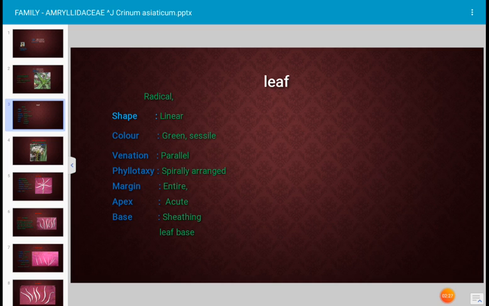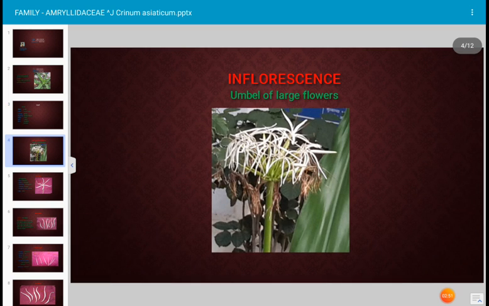And the base of the leaf is a sheathing leaf base. What is a sheathing leaf base? A broad leaf base which surrounds the stem, and there is no petiole to the leaf. It is again a characteristic feature of monocot leaves, okay. And sheathing leaf base occurs in the plant of Crinum asiaticum, okay. Next, this is the inflorescence of Crinum asiaticum.